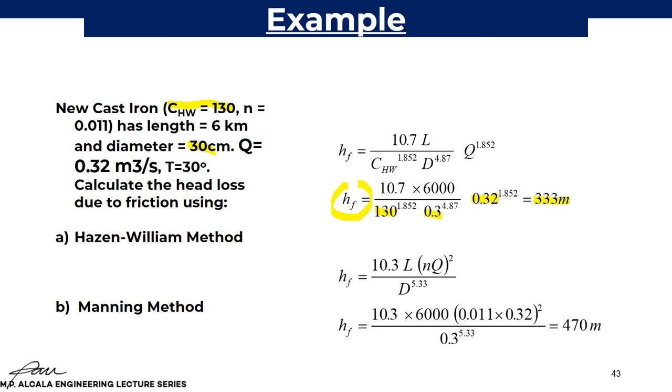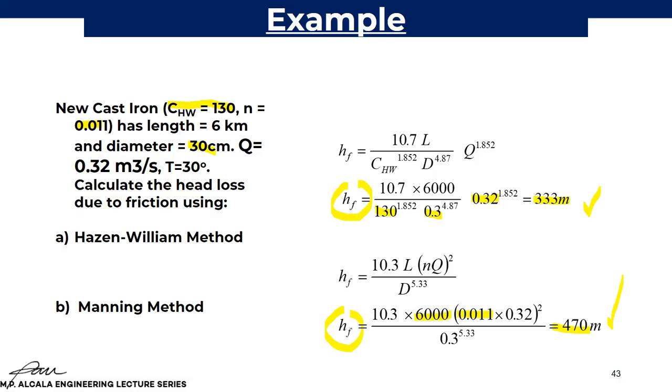For the Manning's, we simply have the Manning's constant equivalent to 0.011 for cast iron. This one given, 0.32. So dependent on the length, 6,000 meters. So solving further, one equation, one unknown, 470 meters. Okay. So I hope you learned something today, class. That will be it for our major losses. Thank you all, and God bless you all.